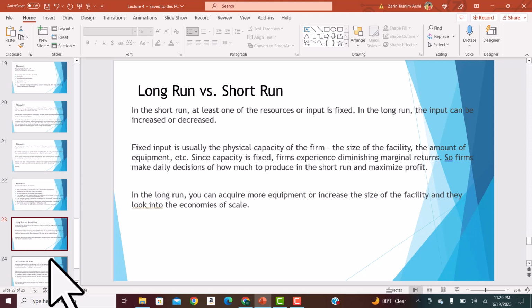Since capacity is fixed in the short run, farms experience diminishing marginal returns because they cannot increase the amount of equipment. When they start producing more and more in the short run, they will experience diminishing marginal returns. So farms will have to make daily decisions on how much to produce in the short run and how they can maximize profit. In the long run, farms can acquire more equipment to produce more output, so they can vary the input and as a result enjoy economies of scale.